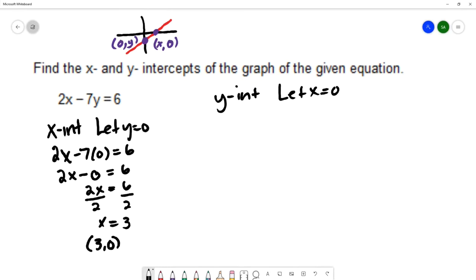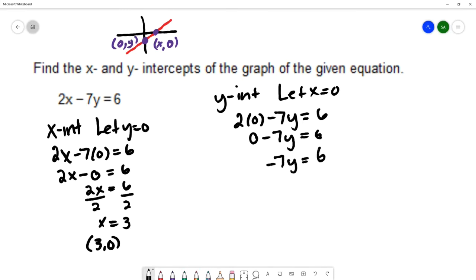So in our equation, substituting a 0 for x would give us 2 times 0 minus 7y equals 6. 2 times 0 is 0, leaving us with 0 minus 7y. 0 minus 7y is negative 7y, equals 6, and we'll solve for y by dividing both sides by negative 7, and that gives y equals negative 6 over 7. If we were to write that as an ordered pair, it would be (0, negative 6 over 7).